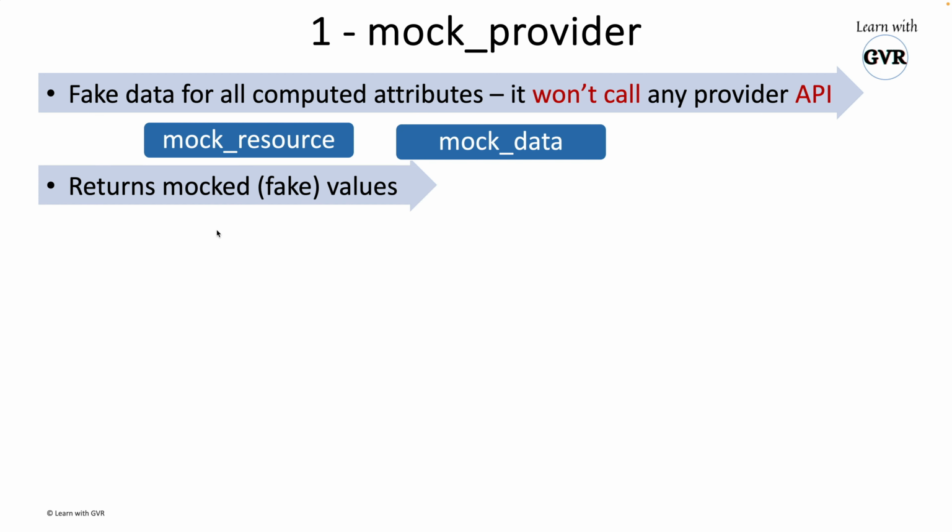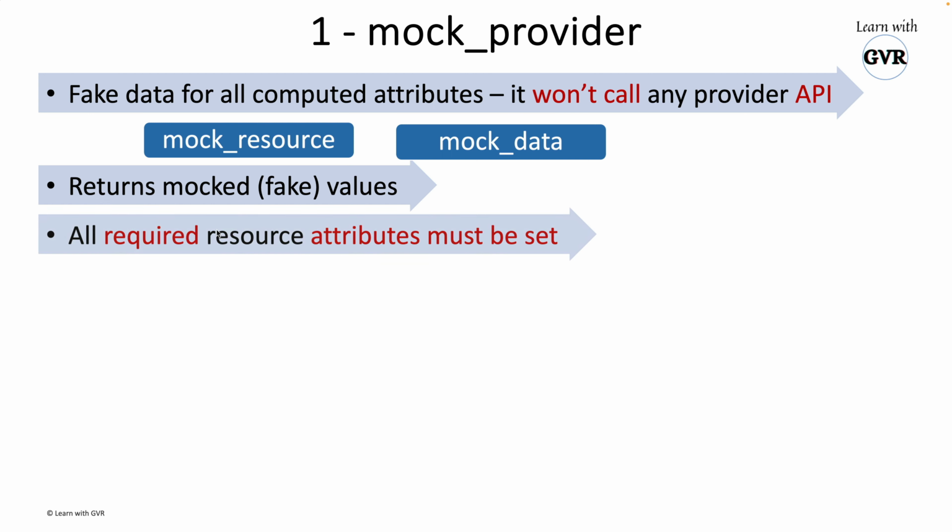So when you are using a provider, all the required attributes must be set. Meaning when you are creating an S3 bucket, you have to pass a minimum input value, like a bucket name, right? Whatever bucket name you give, it will produce an ARN. So required values must be set.